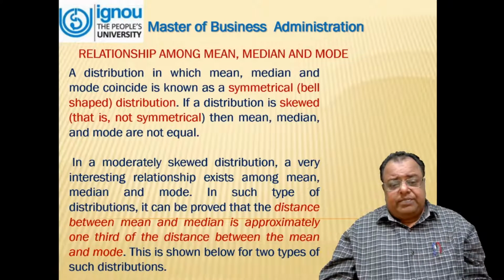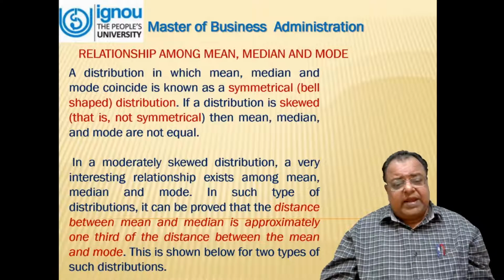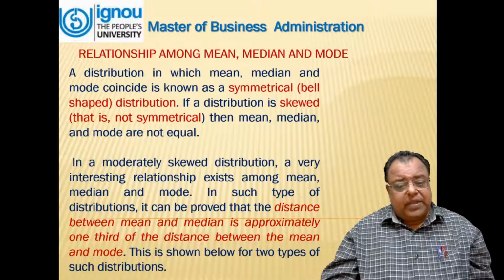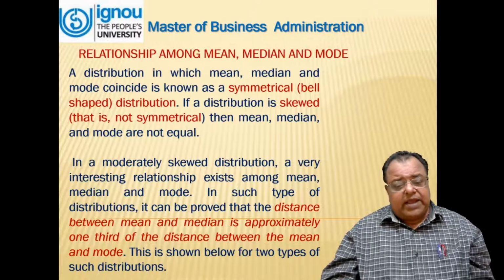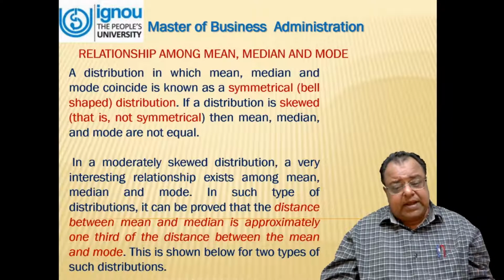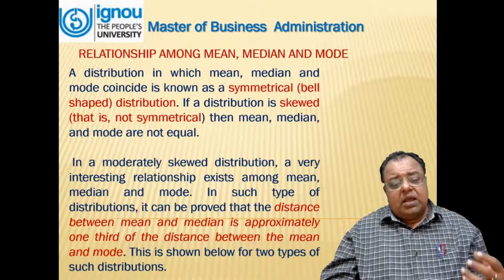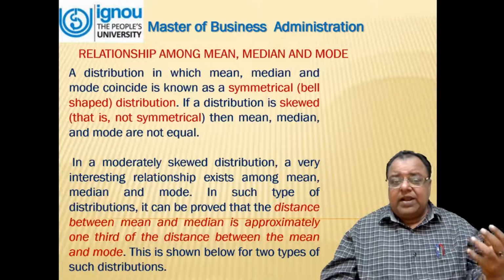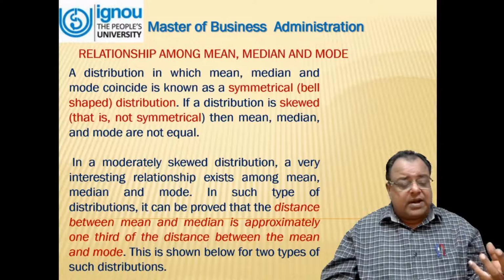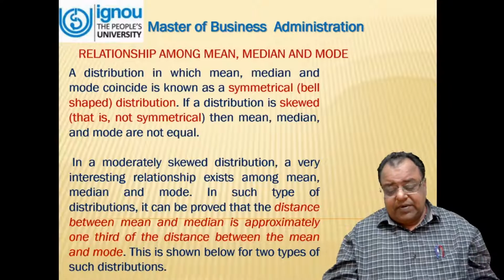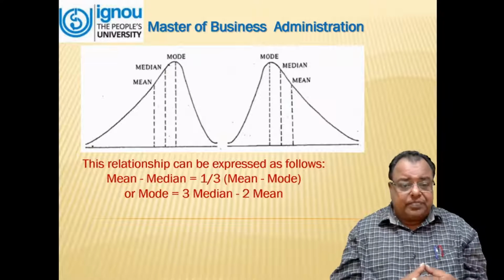In a moderately skewed distribution, a very interesting relationship exists among mean, mode and median. In such a distribution, it can be proved that the distance between mean and mode is approximately three times the distance between the mean and the median. This is similar to what I said earlier while we were talking about the empirical relationship between mean, mode, and median. This can be shown here.